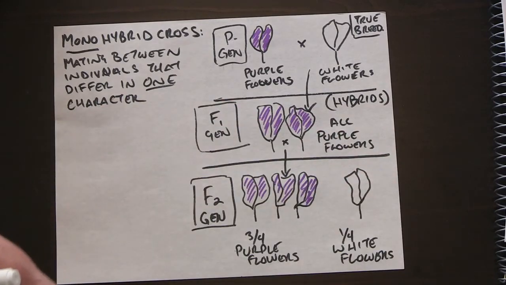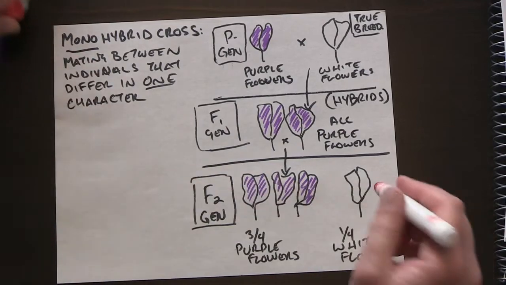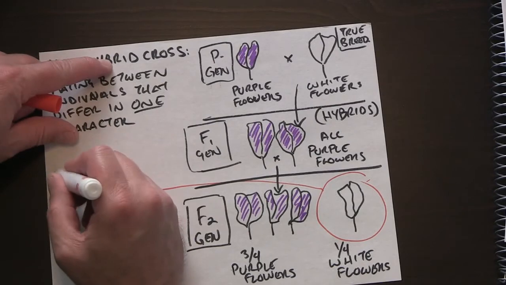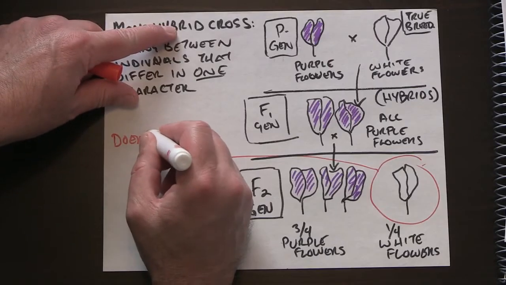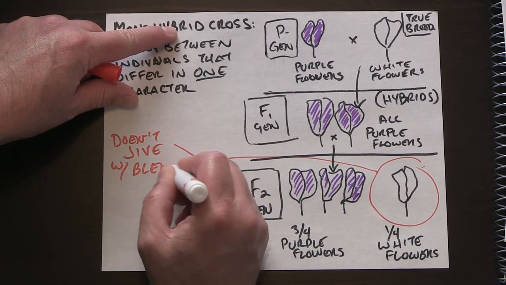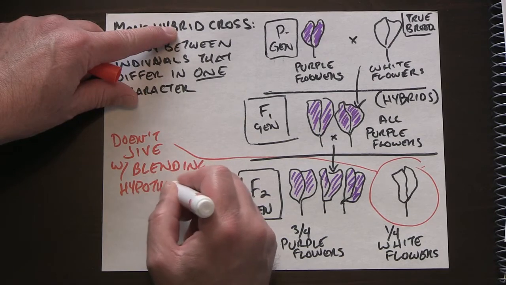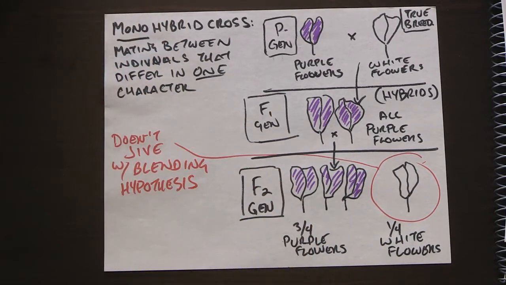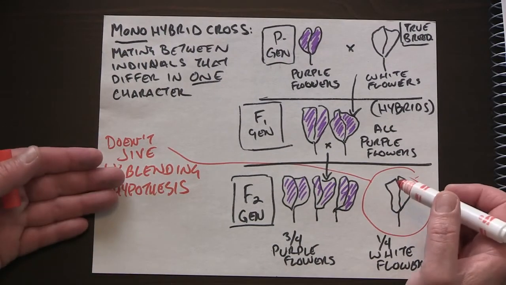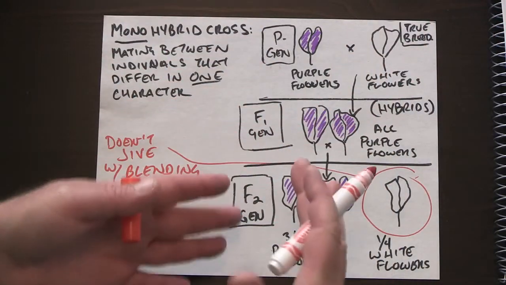Okay, so this right here doesn't make sense with the blending hypothesis. Doesn't jive with the blending hypothesis, because you would never see white flowers again. If blending was actually true, you would never see white flowers again after these two bred. They would only be some sort of shade of purple, right?